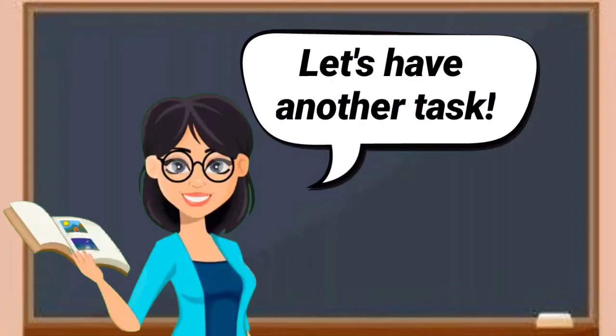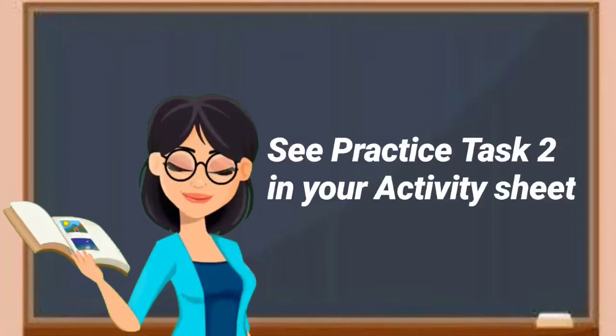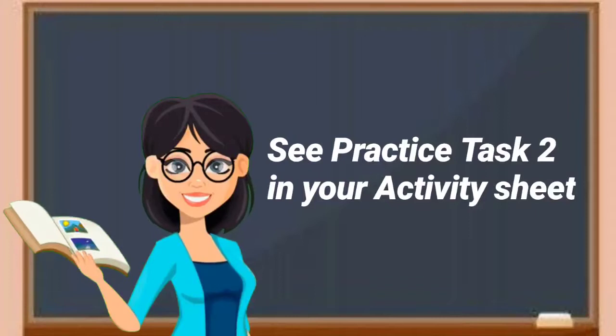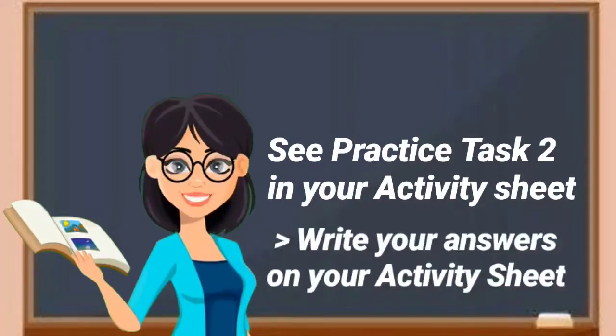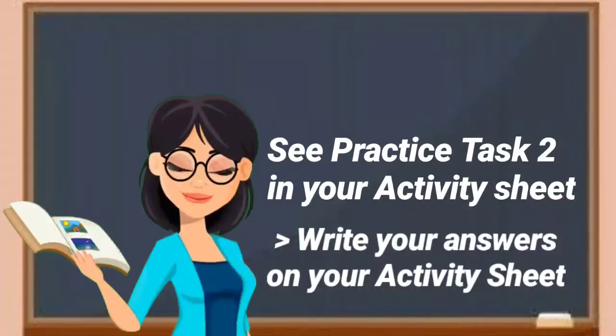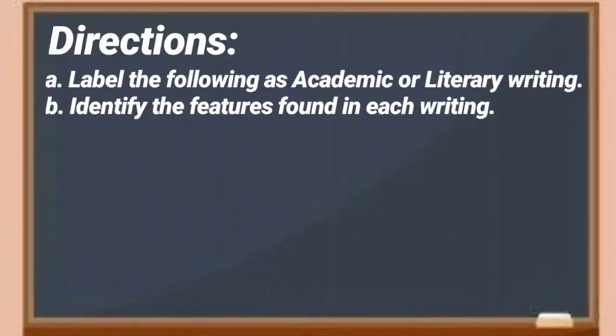To give you another task, please see Practice Task 2 in your learning activity sheet. Write your answers directly on your LAS. Here are the directions. Label the following as academic or literary writing. Identify the features found in each writing.